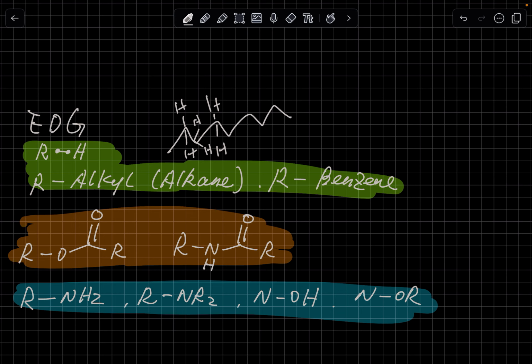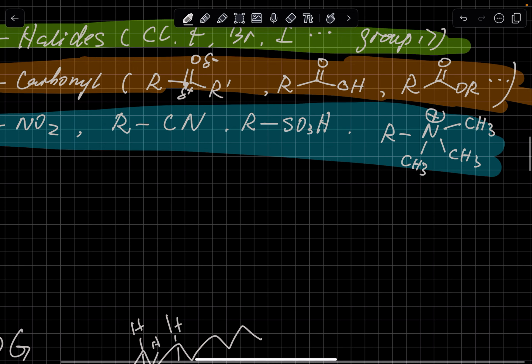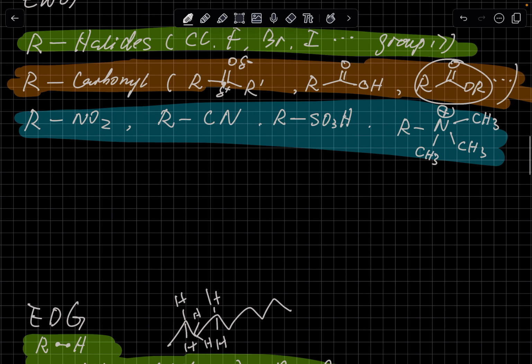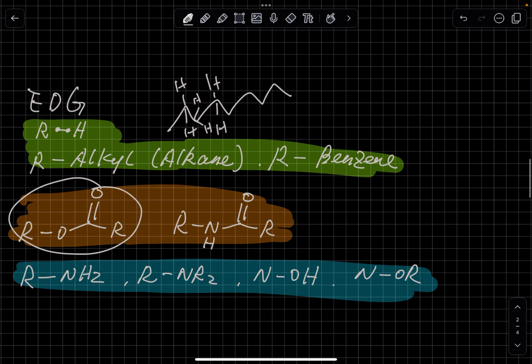And then the second one will be the amide group, right? But you might wonder, okay, then what's the difference between this and that? They both look like an ester. Okay, I'll talk about that in just a second. Okay, all right. So let's move on to the electron donating groups.